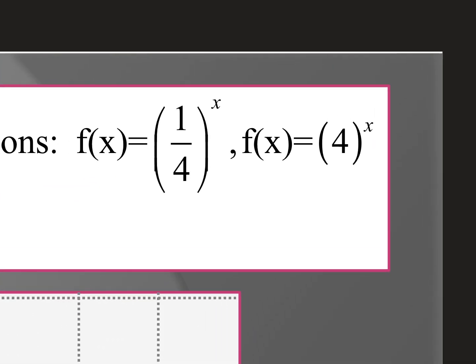What's the difference in these two graphs? One's a fraction. So what is this one? A decay. This is a decay. Perfect. This is a decay, and this is a what? Growth. This is a growth. So this one's going to be swooping upwards. This one's going to be swooping downwards.